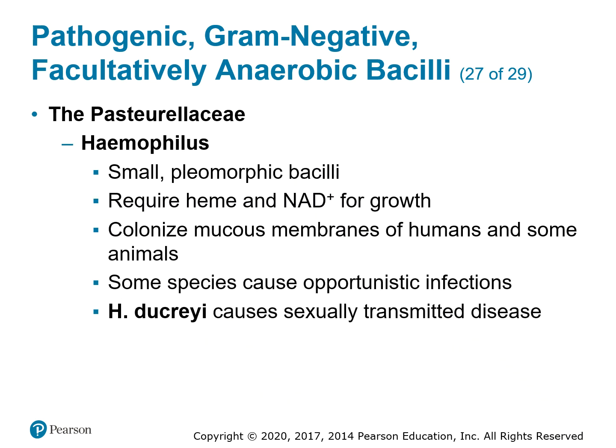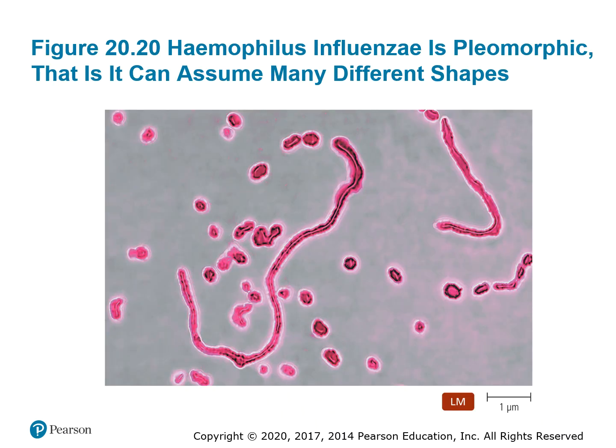All right, Haemophilus is a small pleomorphic bacteria. It requires heme and NAD for growth. It colonizes the mucous membranes of humans and some animals. Some species can become opportunistic, and H. ducreyi causes sexually transmitted diseases. So Haemophilus influenzae is pleomorphic, meaning it can assume many different shapes. That's what pleomorphic means. All of these are the same bacteria on this slide, but notice that they're different shapes.